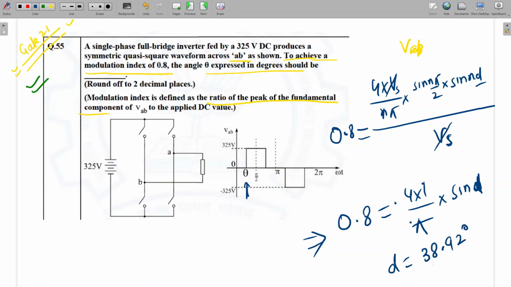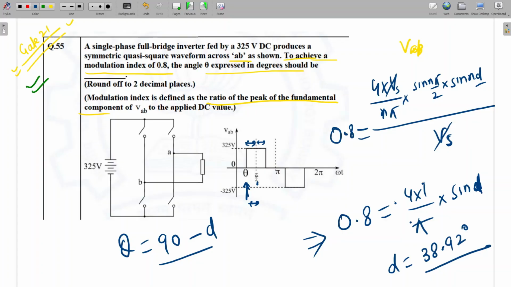Yes, sir, same I am getting. You also got the same. So what will be the theta value? D means it is here to here. This is 2D, na? So theta will be 90 minus D. Is it correct? This instant theta, here it is pi by 2. So pi by 2 minus D will be theta. Is it correct?